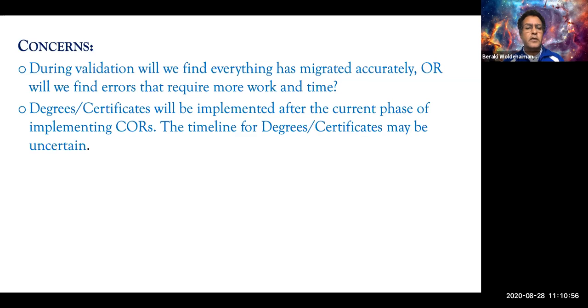The second thing is, if everything goes smoothly for the courses, the programs can be implemented only after making sure that courses have been implemented perfectly. So again, the timeline for degree certificates may be uncertain. I'm raising these concerns because although I'm expecting everything to run as planned, it is always best to have an understanding of what might go wrong. That's why I'm saying these concerns right now.